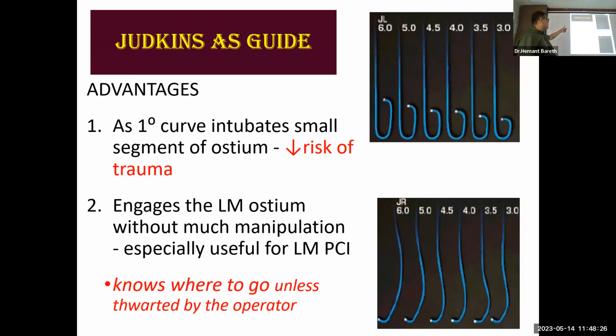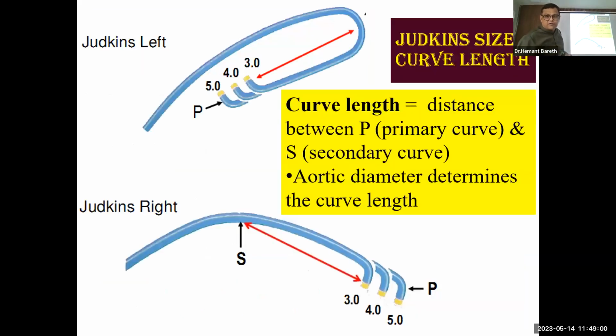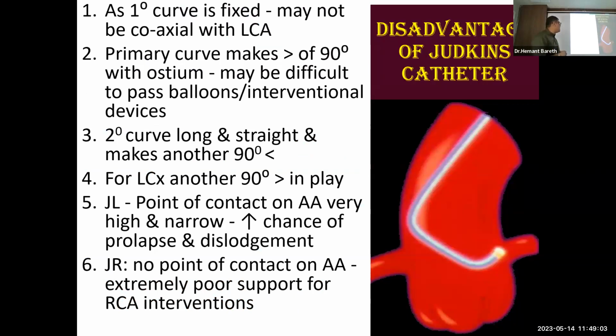So the advantage of Judkins as a guide is that the primary curve engages only a very small segment of the ostium, so the risk of trauma is the least with this catheter. The second thing is, because it is fixed, once it engages, it engages. It will not come out, go in, come out, because the angle is fixed. Once it fits, it sits in the left main, and then it will not require much manipulation. So that is an advantage. It goes by itself, and you don't have to do much once you use a JL catheter.